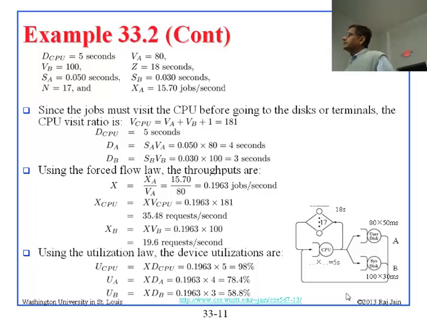Well, before I go to the bottleneck, let's go to the forced flow law. That gives the system throughput. The forced flow law says that XA is equal to VA times X, or X is equal to XA upon VA. XA is 15.7, VA is 80. So the system throughput is 0.1963 jobs per second.